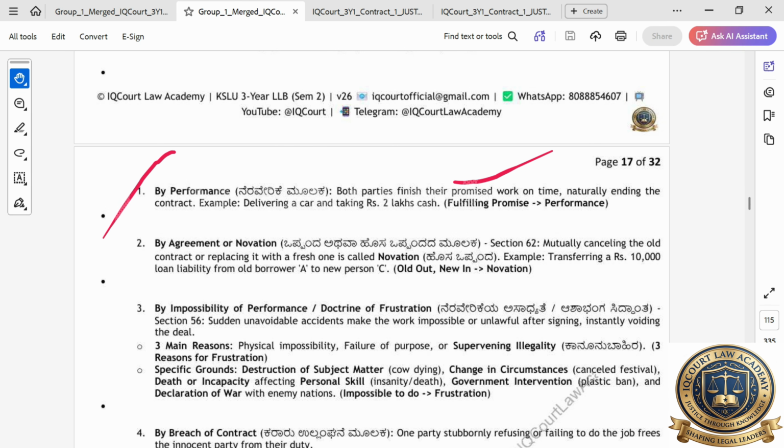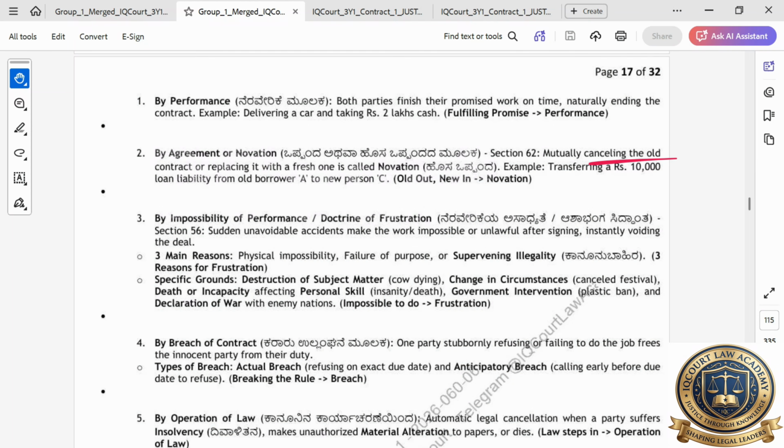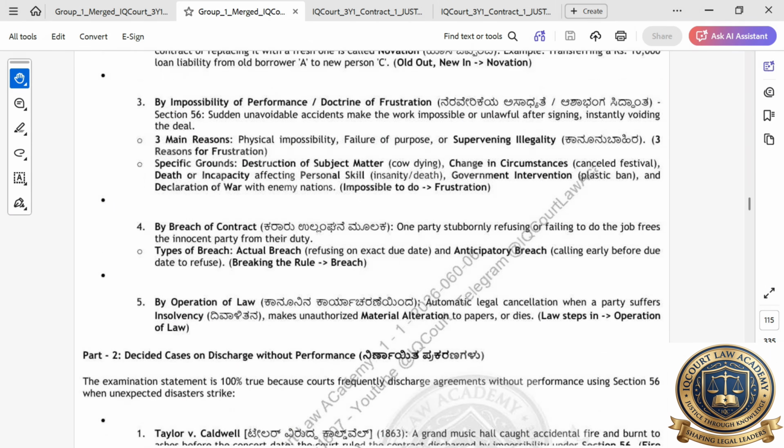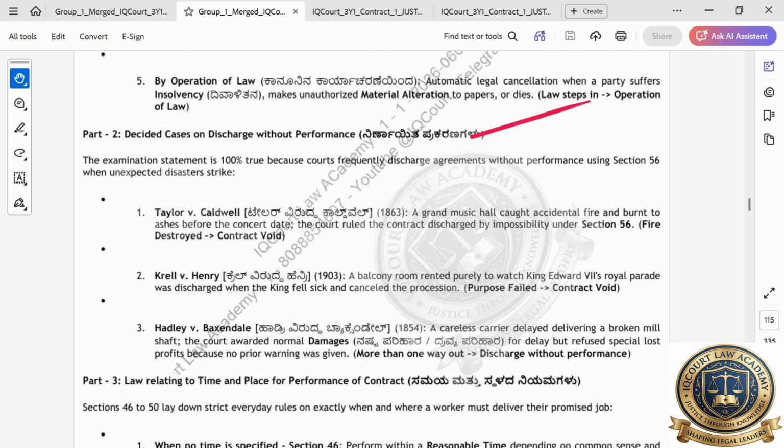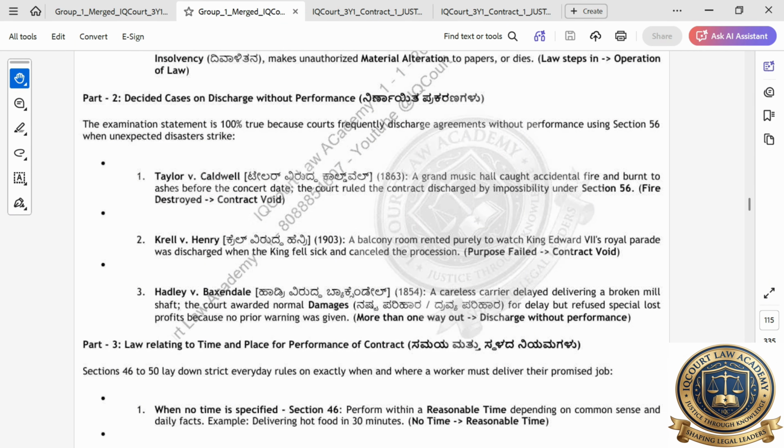Suppose we have a contract to deliver a car. He delivered it, so the contract is over. Another mode is by agreement, mutually cancelling the old contract by making a new contract. In that case also, these are the various ways you have to write. Then decide which case laws you have to write. This is very, very important.